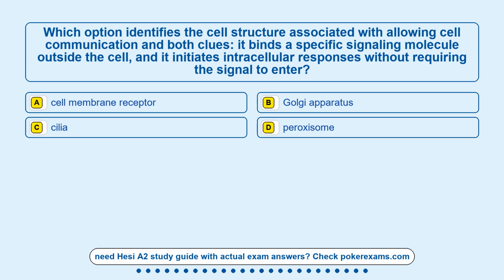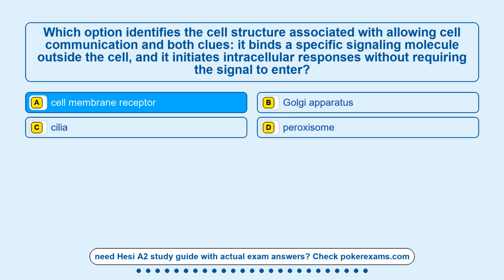Question 24. Which option identifies the cell structure associated with allowing cell communication? In both clues, it binds a specific signaling molecule outside the cell, and it initiates intracellular responses without requiring the signal to enter. Option A, cell membrane receptor. Option B, Golgi apparatus. Option C, cilia. Option D, peroxisome.